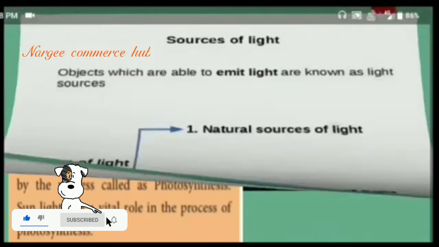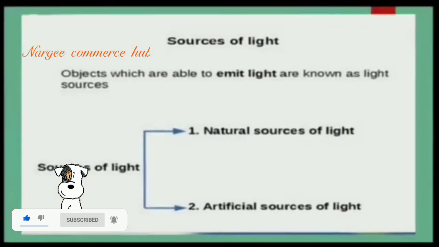Then next, let us see the sources of light. Objects which are able to emit light are known as light sources. Emit means give out. Objects which are able to give out light are known as light sources.